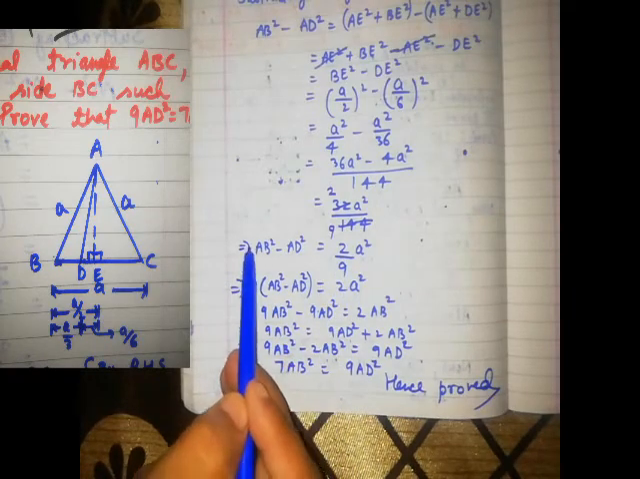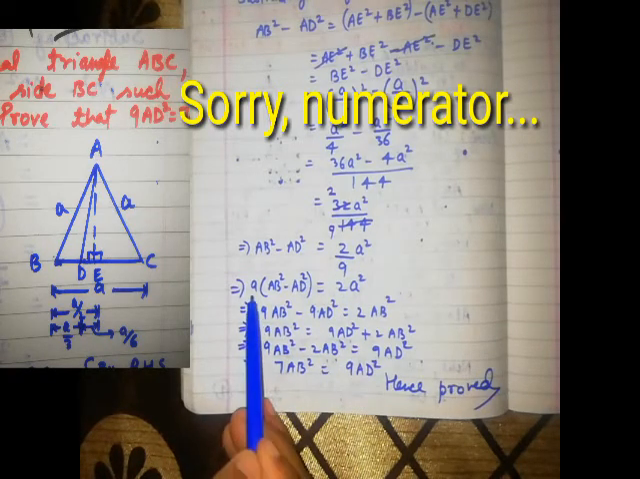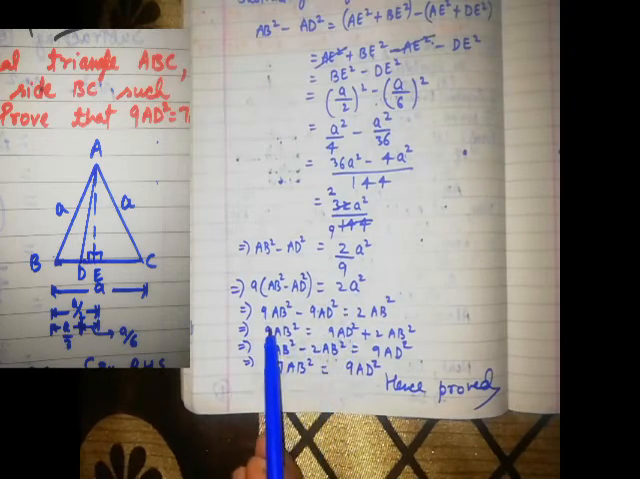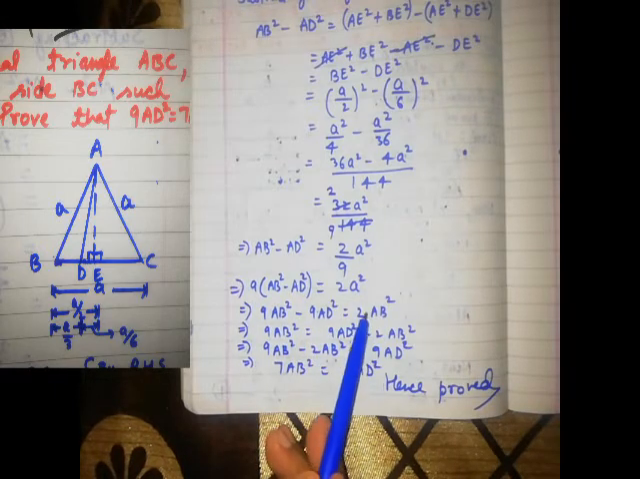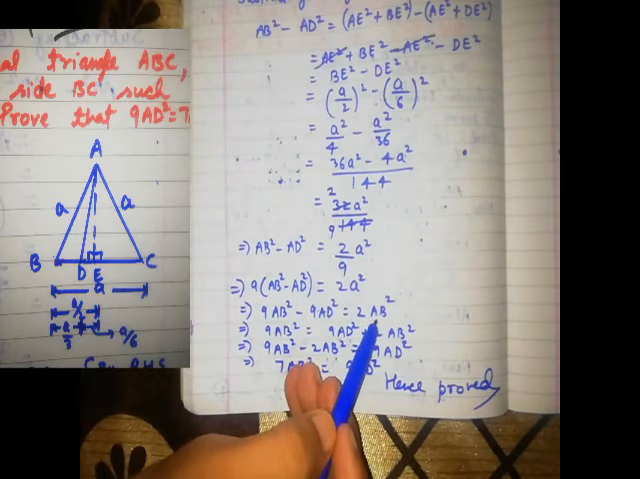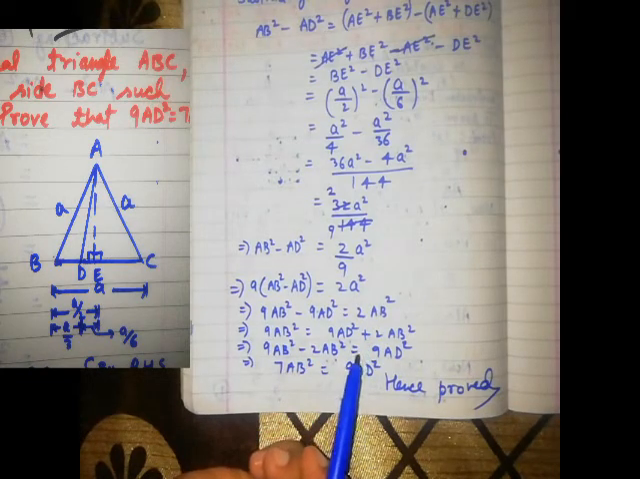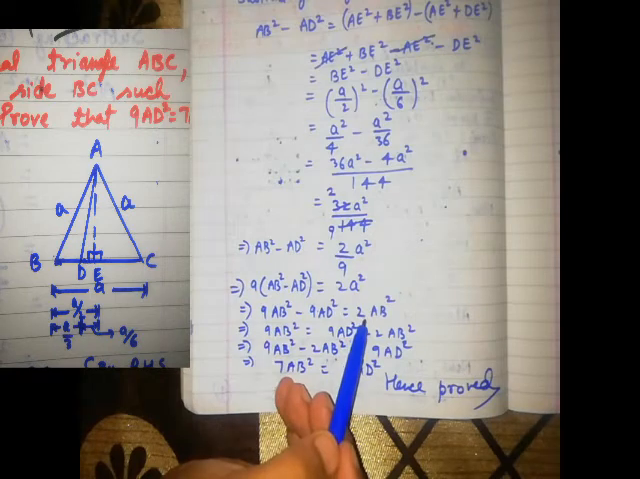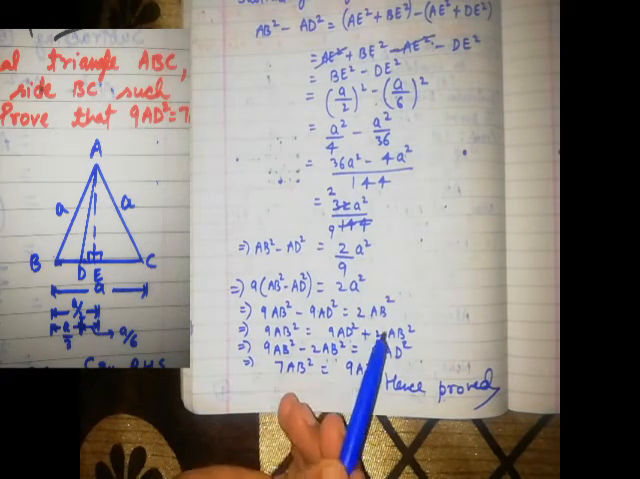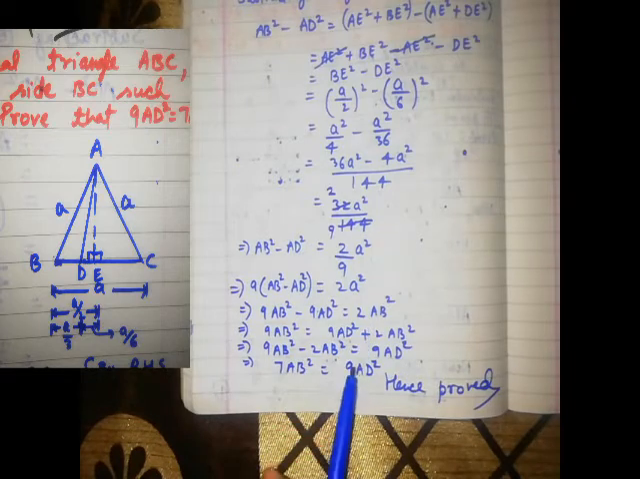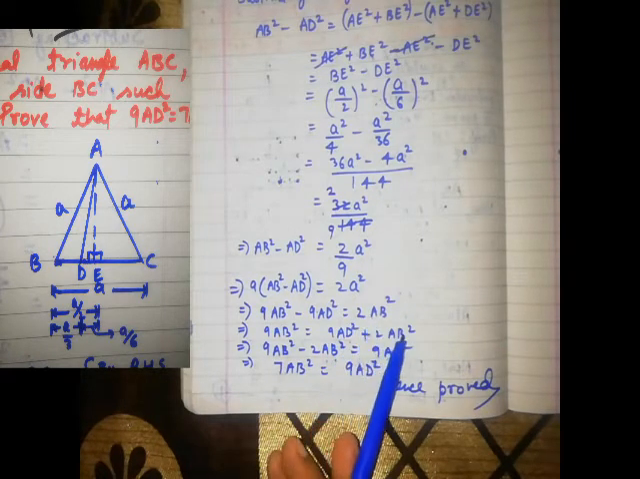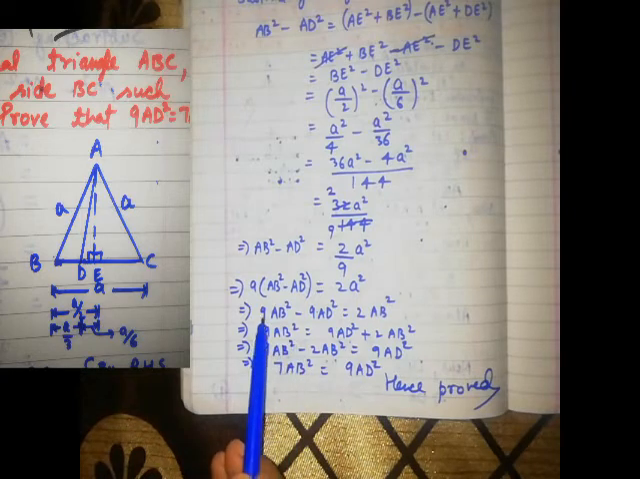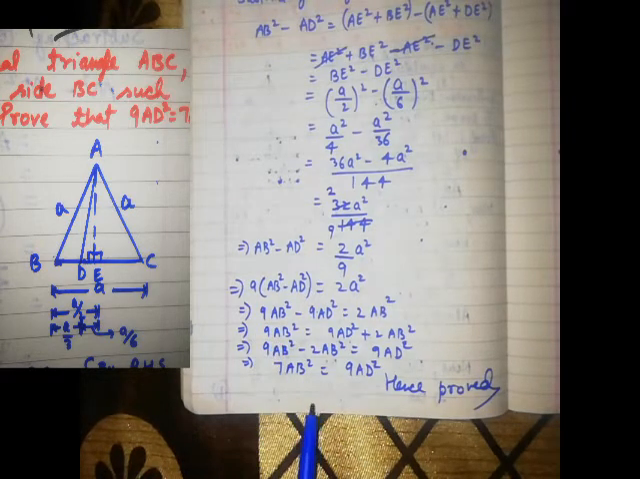This 9 will go to the left side and it will go in the denominator. We will get 9 into AB square minus AD square equal to 2A square. This will give us 9AB square minus 9AD square equal to 2AB square, because A is equal to AB, because all the three sides of this equilateral triangle we have supposed to be A. So we can write AB for this A. Now we will shift this minus 9AD square to the right side. It will become plus 9AD square. This 2AB square is as such and this 9AB square is written as such.